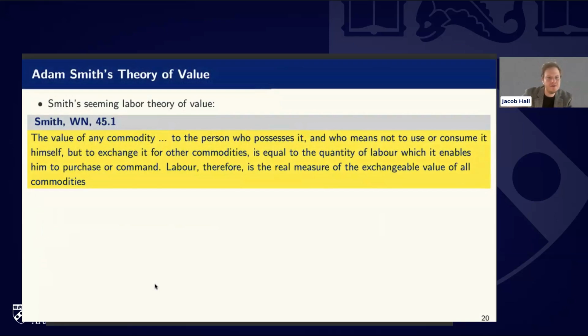So to play out Smith's theory of value, he has what I emphasize as a seeming labor theory of value, just because I'm going to build out on this. So he says the value of any commodity, to the person who possesses it and who means not to use or consume it himself, but to exchange it for other commodities, is equal to the quantity of labor which it enables him to purchase or command. Labor, therefore, is the real measure of the exchangeable value of all commodities. Notice he says measure and not source. I think that's important.